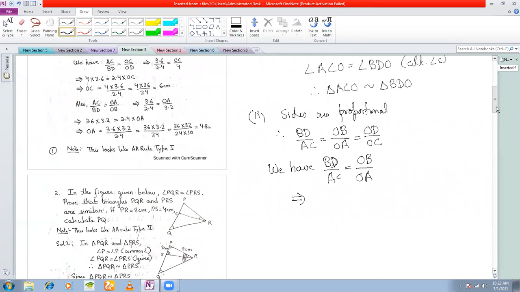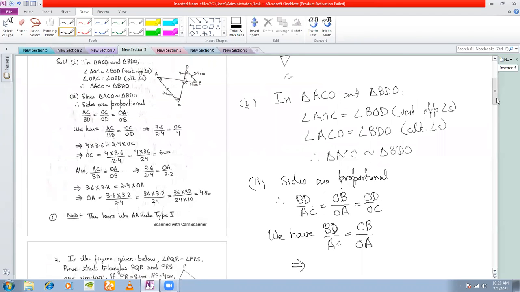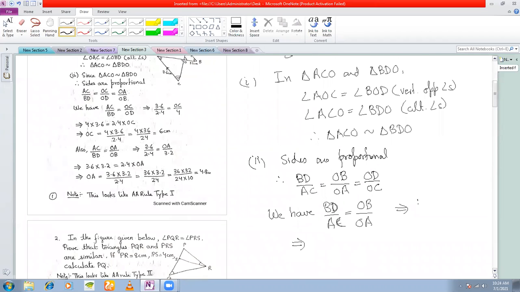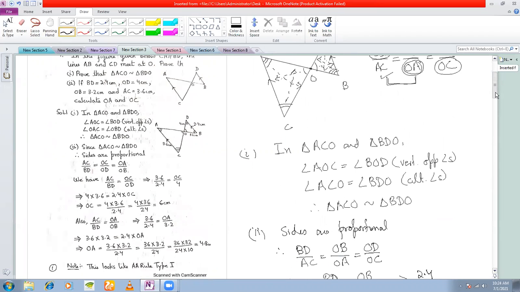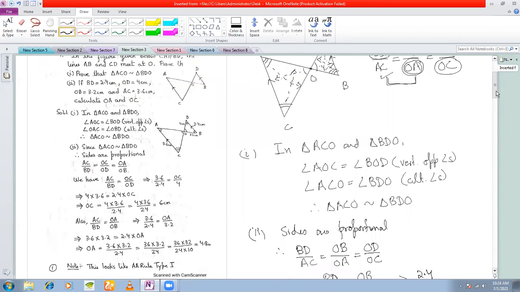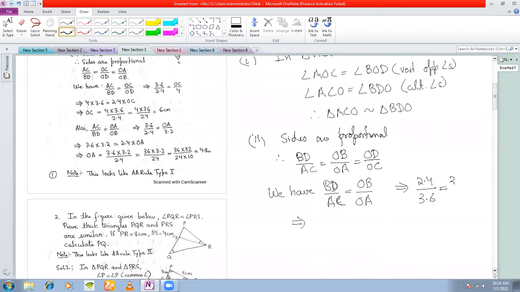Let's put the values here. What all are given here? BD is given as 2.4. AC is also given to us, 3.6. OB is also given to us, 3.2. And we need to find OA. That's it, as simple as that. You can find out OA. Calculate it, 4.8 centimeters.